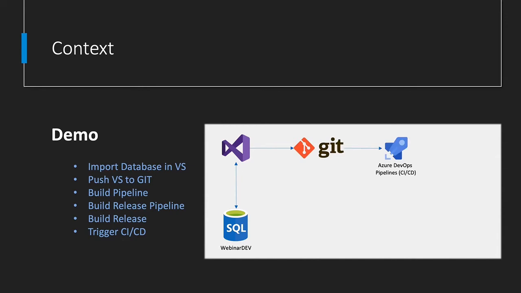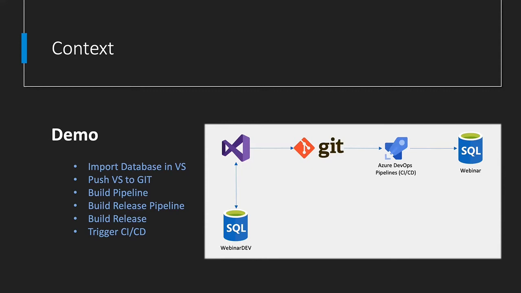After this, I will show you how to set up CI/CD in Azure DevOps pipelines. We will do this by building a pipeline, of course. Next, we will build a release pipeline, and after this, we will build a release. Then I will trigger the CI/CD pipeline by making some changes in Visual Studio and committing these changes to the Git repository. These changes will then be executed in the production Azure SQL DB, which is called Webinar.